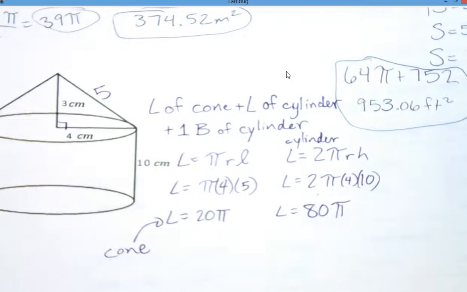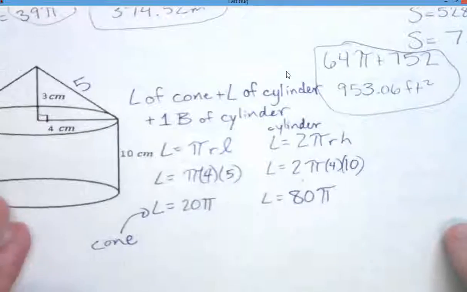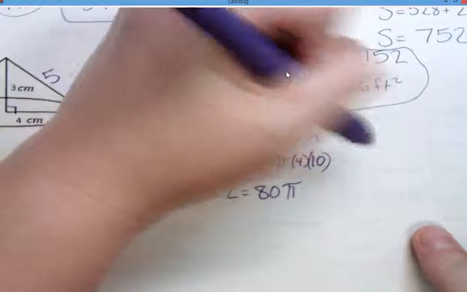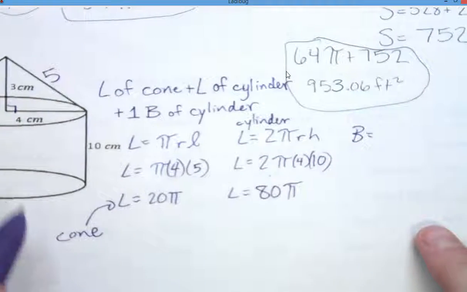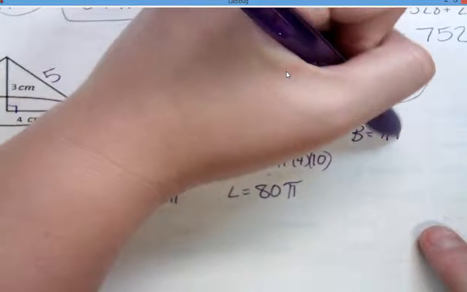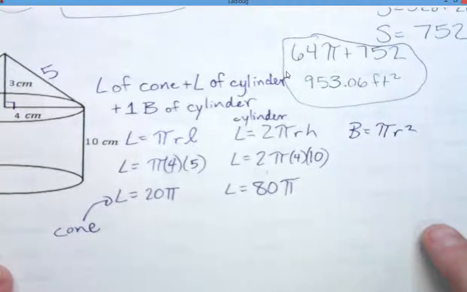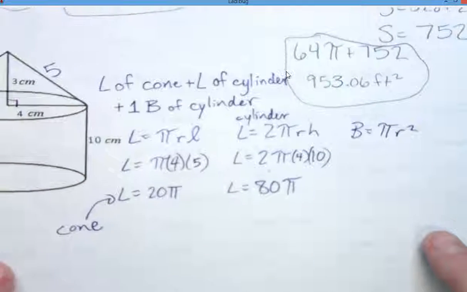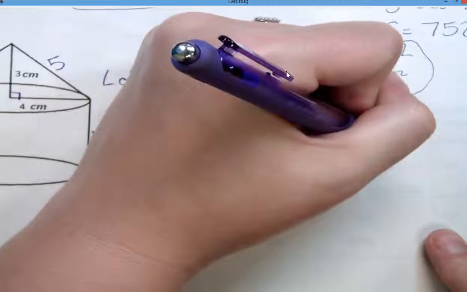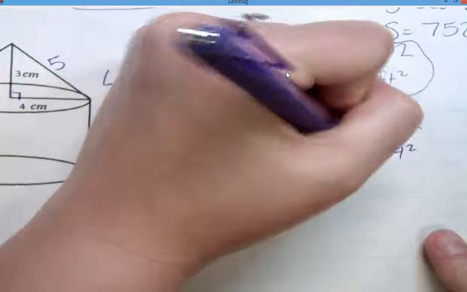Cool. So we've done the first 2. The lateral area of the cone, the lateral area of the cylinder. We have 1 base of the cylinder left, and then we'll be done. Well, what's the formula for a circle? Pi times the radius squared. So pi times 4 squared.